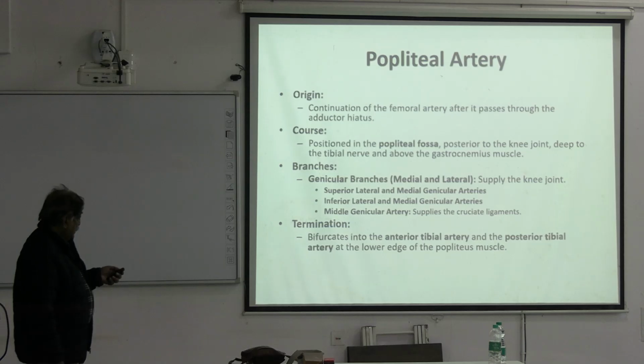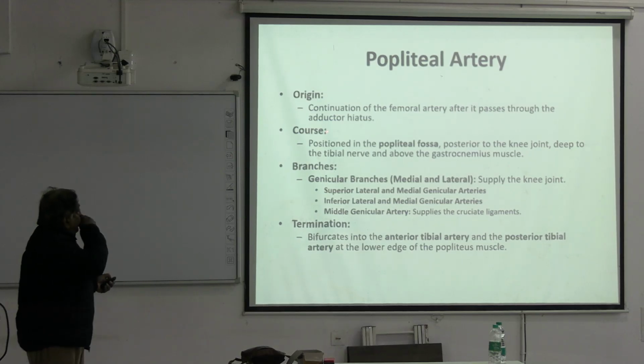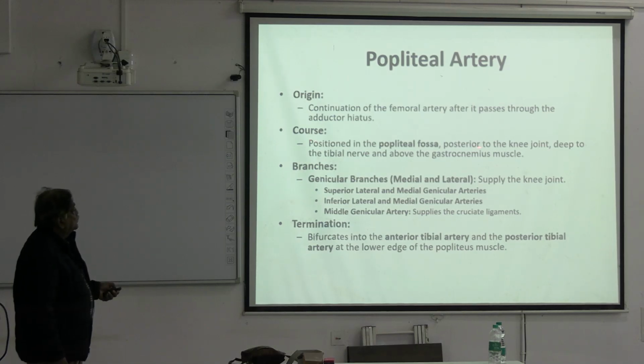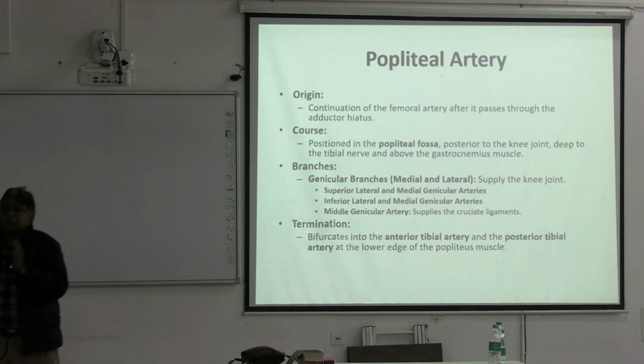Now, the popliteal artery. Origin: continuation of the femoral artery after it passes through the adductor hiatus. Course: positioned in the popliteal fossa, posterior to the knee joint, deep to the tibial nerve, and above the gastrocnemius muscle. Beautiful picture.